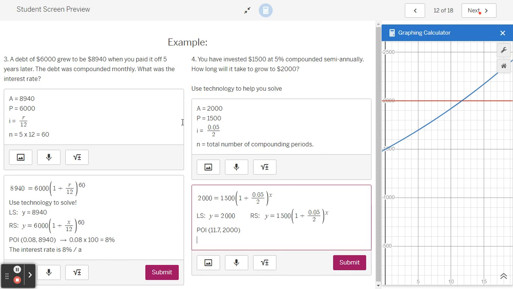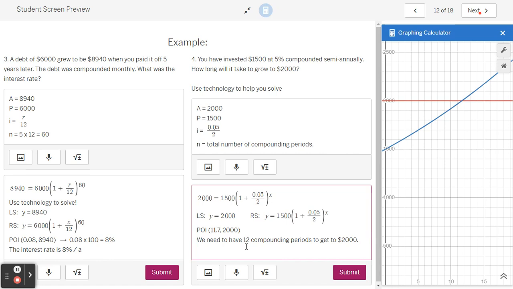Okay, so x, which is the n, is representing the total number of compounding periods. So we need to have 12 compounding periods to get to $2,000. Now, since we're compounding semi annually, this means that we are getting our money compounded twice a year. That means that if I have 12 compounding periods, this is going to be 6 years.